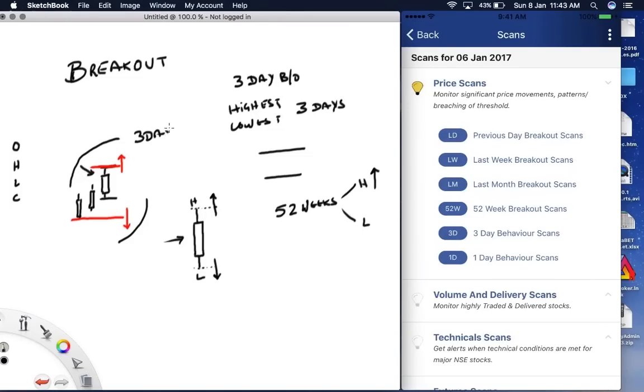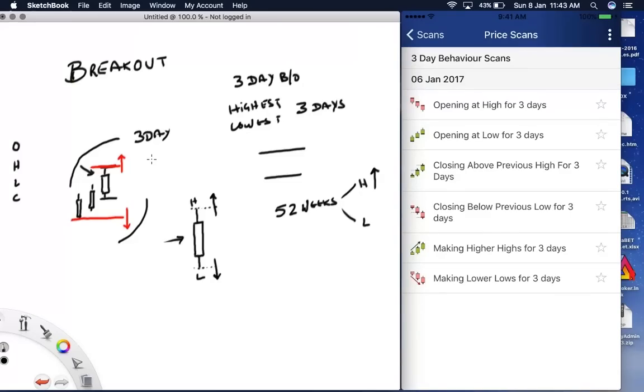When you tap on it, you get the behavior of the last 3 days, how the prices have behaved in the last 3 days. This is a 3-day breakout, and it says opening at low for 3 days. Opening at lows and opening at highs is a concept which I will share with you at the end of this webinar. Closing above previous high for 3 days, so it's continuously going up for 3 days, making higher highs for 3 days. These are all the stocks: JSW, Jindal, TLF. So these are the breakout scans, which fall under the price scans.